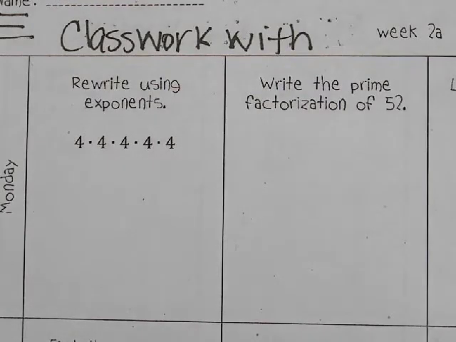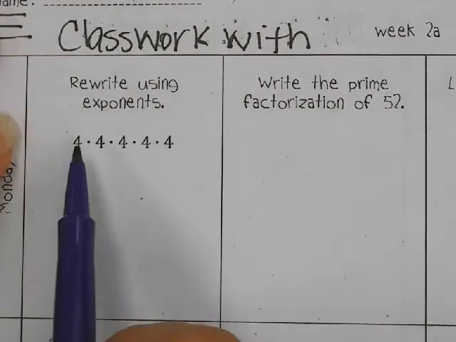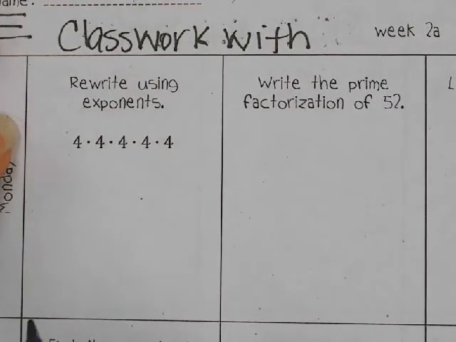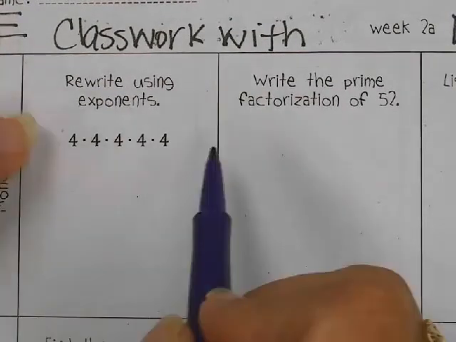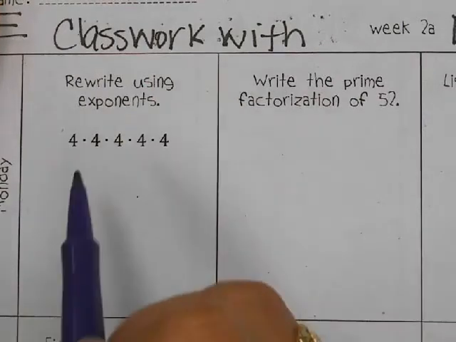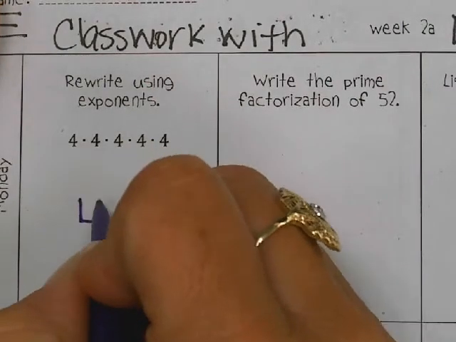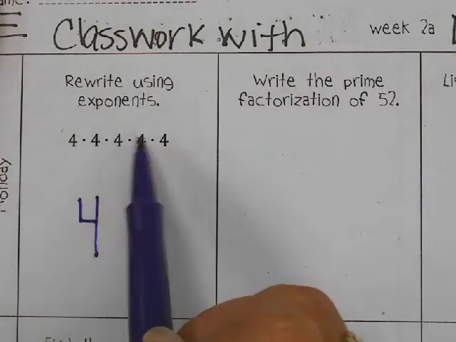So we're going to talk about what an exponent is. So first, we look at our base number. So our base number is the number that's being multiplied over and over again. So our base number in this is 4. And then find our exponent. We count how many 4s are being multiplied. So I'm going to go ahead and write my base number of 4, and then I'm going to count how many 4s are being multiplied. 1, 2, 3, 4, 5.